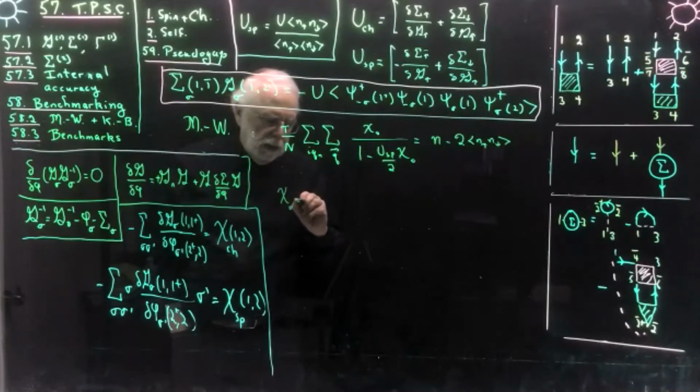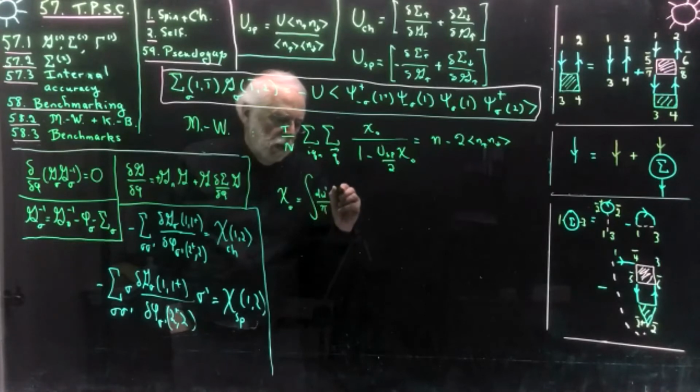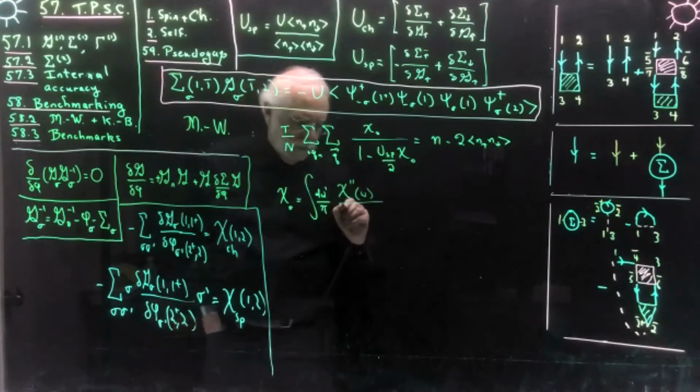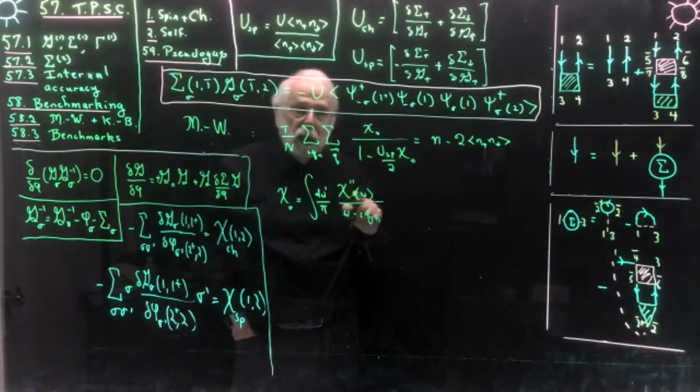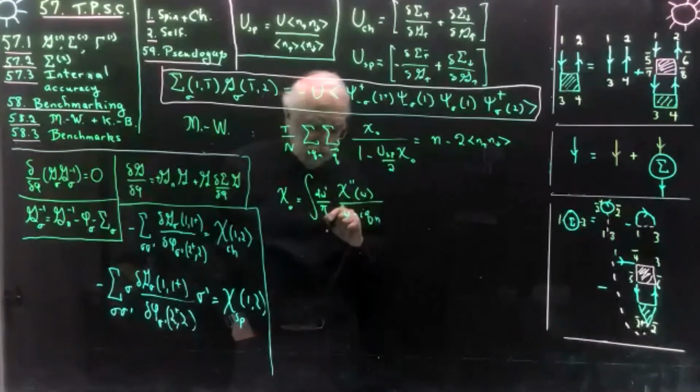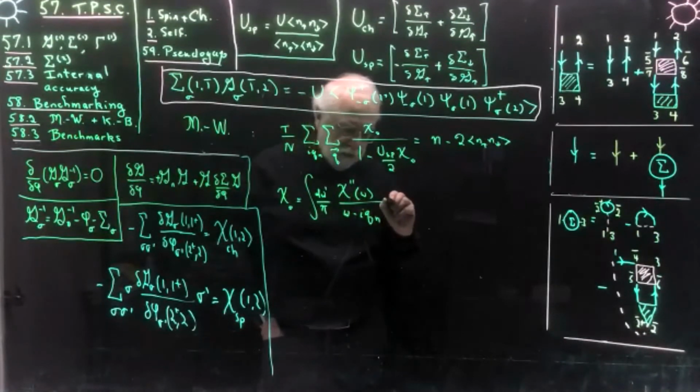χ0 is equal to the integral dω' over π of χ'' for ω' divided by ω' minus iΩn. And this is odd, remember, because dissipation needs to be positive.